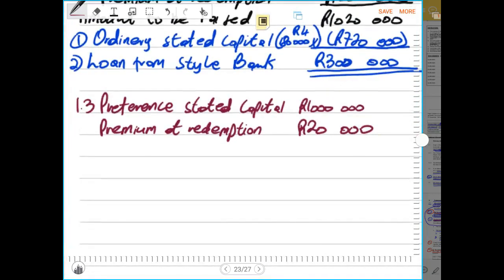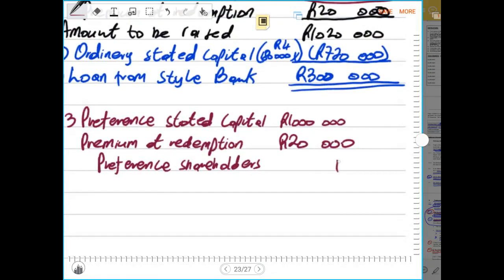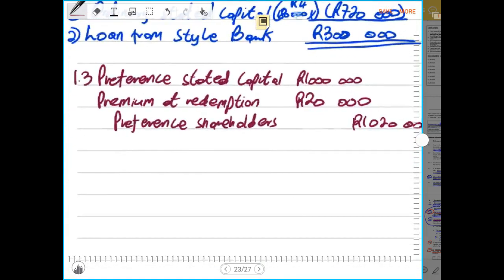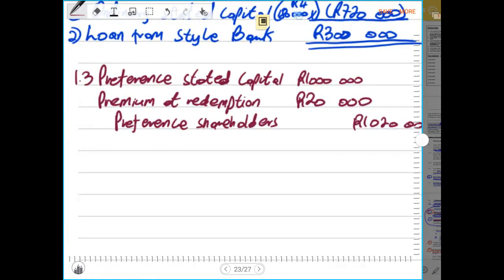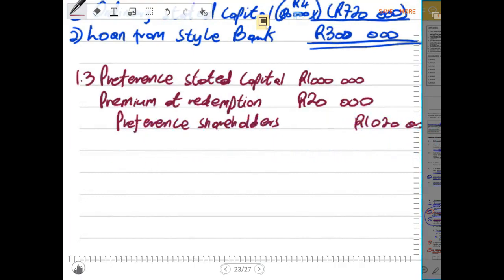Then we raise a liability. When we raise the liability, we credit our preference shareholders, and our preference shareholders will be 1,020,000 rand. So now we have recorded the liability, or the redemption. This is what was required. We were just required to do this part.